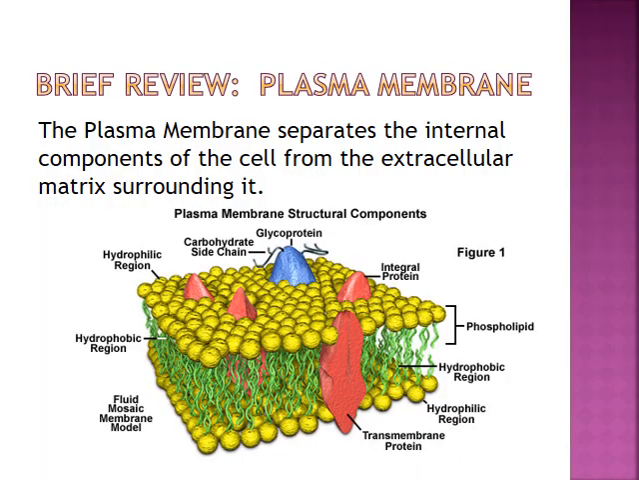We talked about the plasma membrane previously. It separates the inside of the cell from the outside of the cell. And we've covered that in depth. It surrounds the cell, but not only does it surround the cell, it surrounds all the compartments of eukaryotic cells.